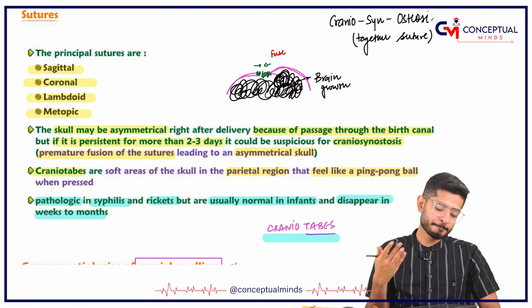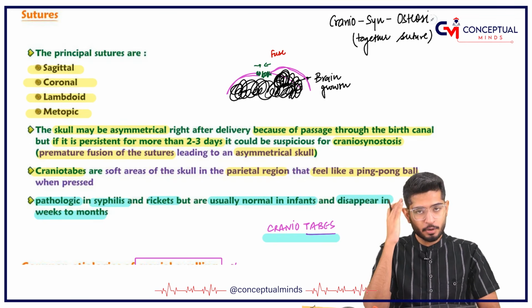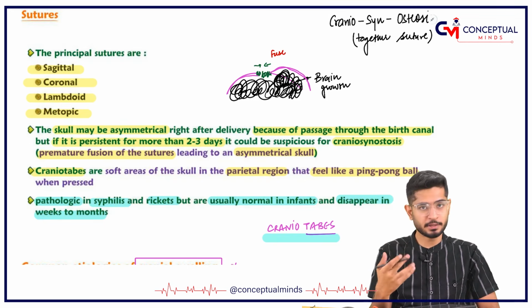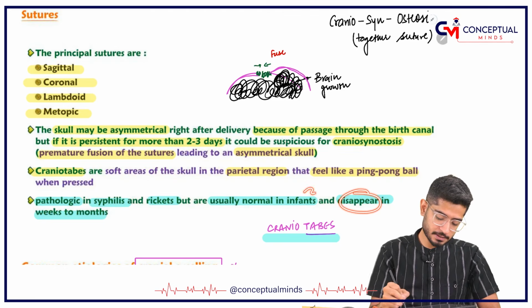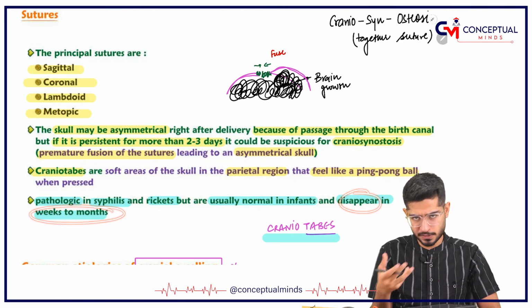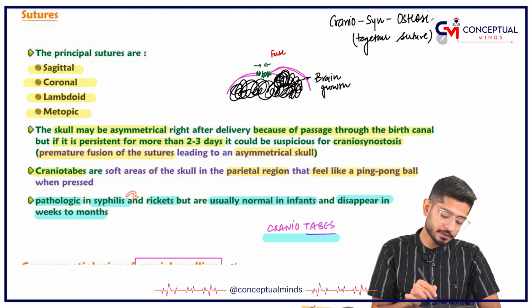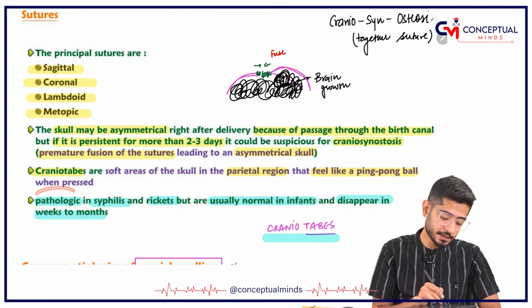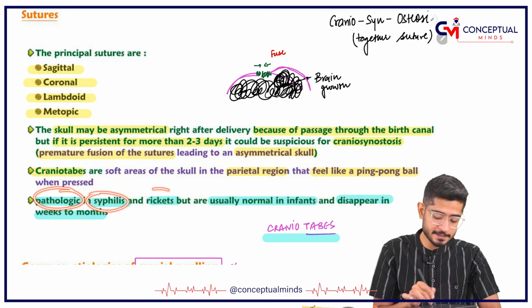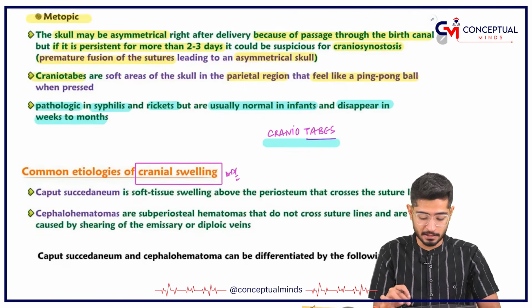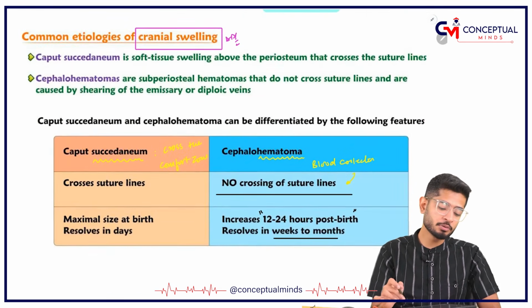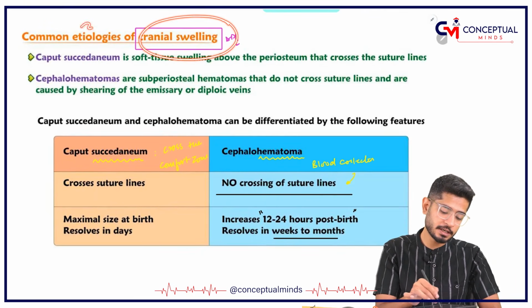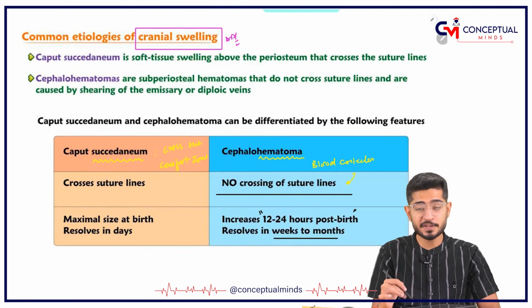So this ping pong ball appearance is actually normal in the parietal region, which disappears in approximately weeks to some months it might take. But if the child is having persistent ping pong ball appearance, it can be pathological because of syphilis as well as rickets, my dear friends.